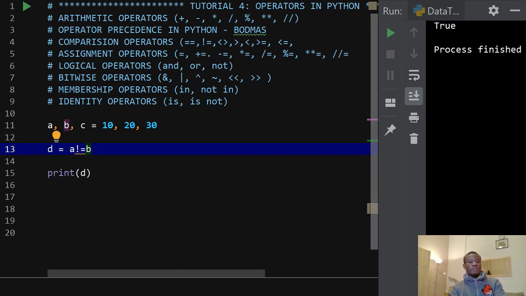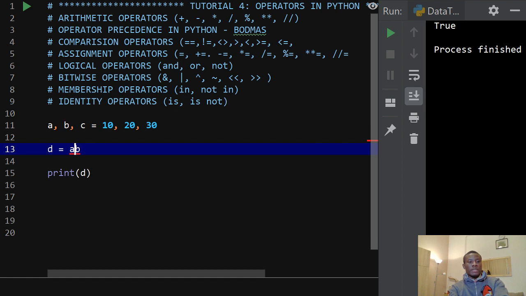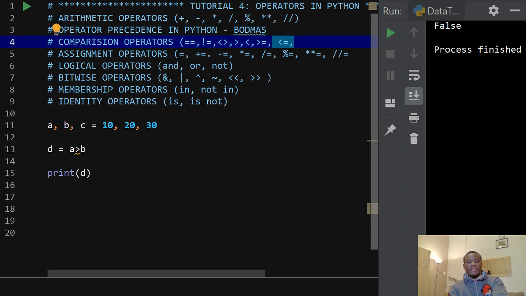Is A not equal to B? And that is, D is going to hold the value of true. And the same thing goes for greater than and less than. I think it's the same thing as not, or maybe it's not part of Python. I can't remember. So let's try, is A greater than B? Well, the answer is false. So A is not greater than B, and so on. So this is greater than or equal to, less than or equal to. You can try it out by yourself.